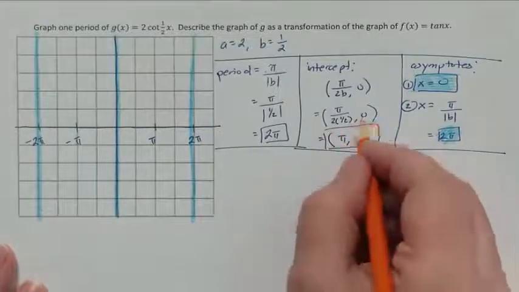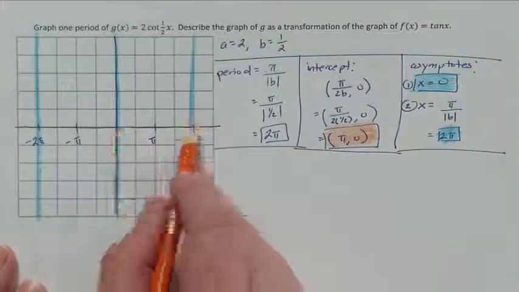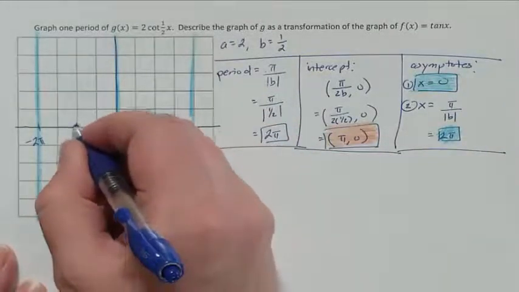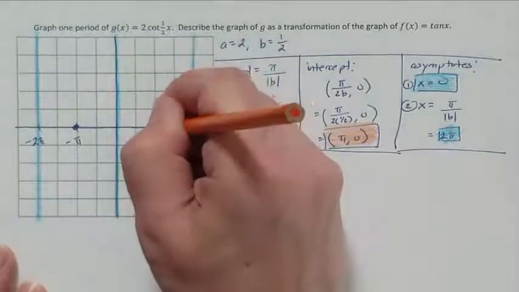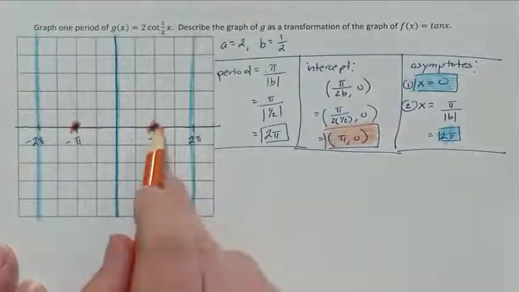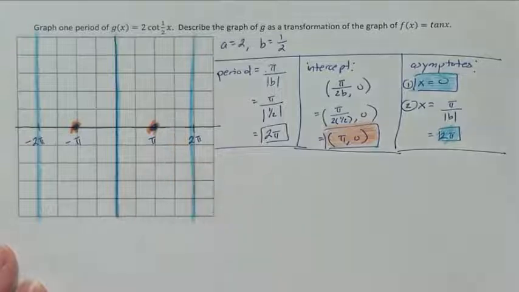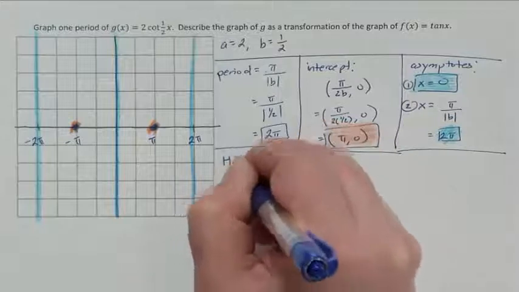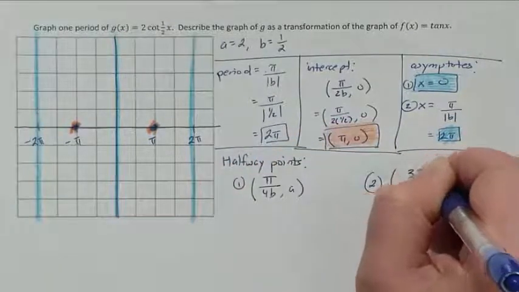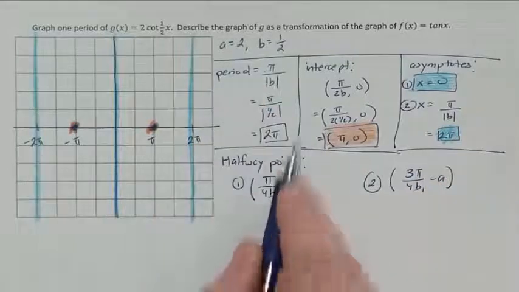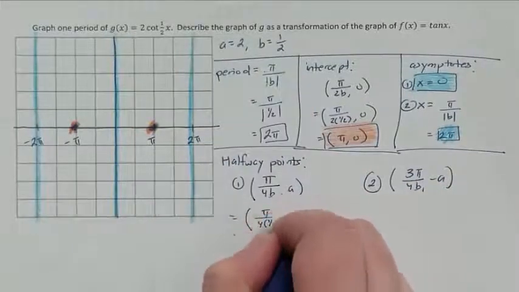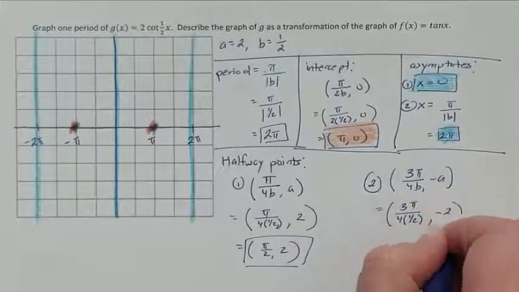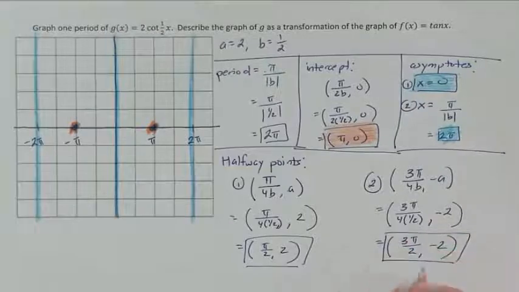My intercept is at pi, 0, which is right in the middle of the 2 asymptotes. So here is x-intercept 1, and here's x-intercept 2. So these are my 2 x-intercepts. Now I just need to find the middle point so I can find where my cotangent goes. And those are the halfway points. And those are equations. So here's equation number 1, and here is equation number 2, where A is 2 and B is 1/2. So there's point 1, and there is point 2.